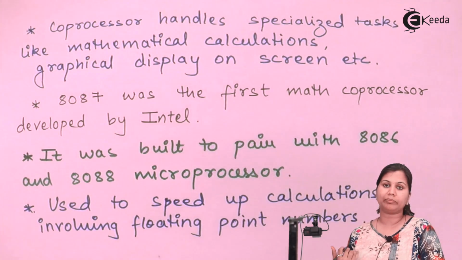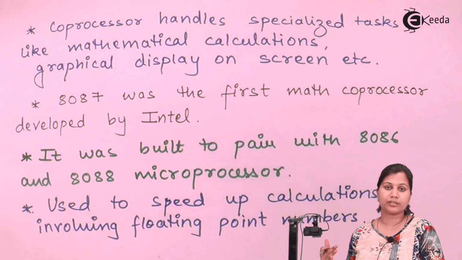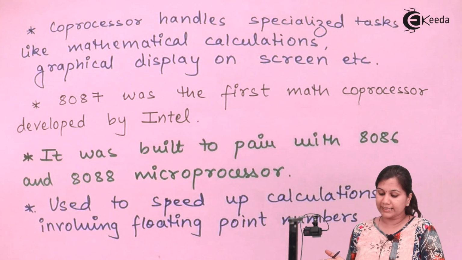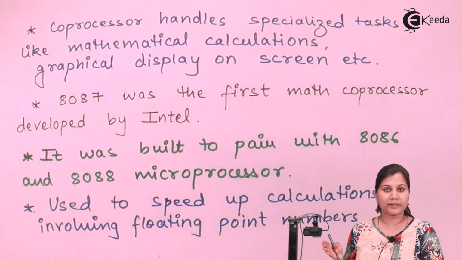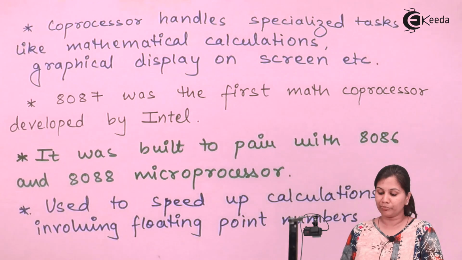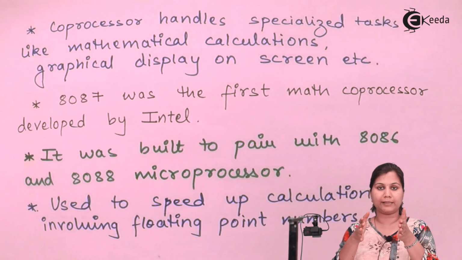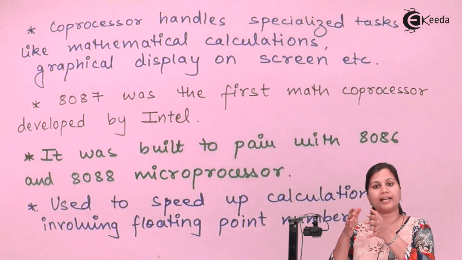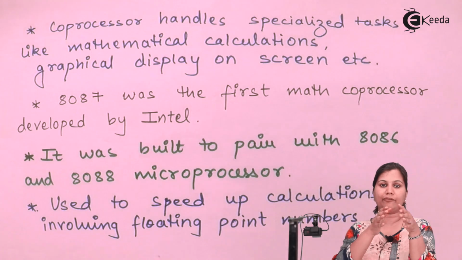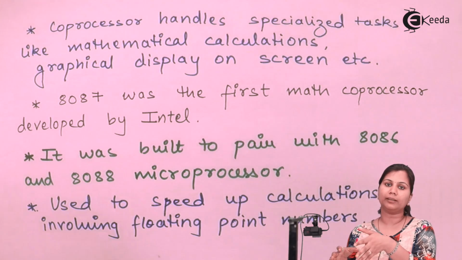Calculations can be addition, subtraction, multiplication, division. All these arithmetic operations with floating point numbers are performed by the 8087. As these tasks are performed by the coprocessor, the microprocessor is free from these tasks, so the CPU involvement or CPU workload is reduced. The microprocessor can then involve itself in other, more important tasks related to the functioning of the microprocessor.